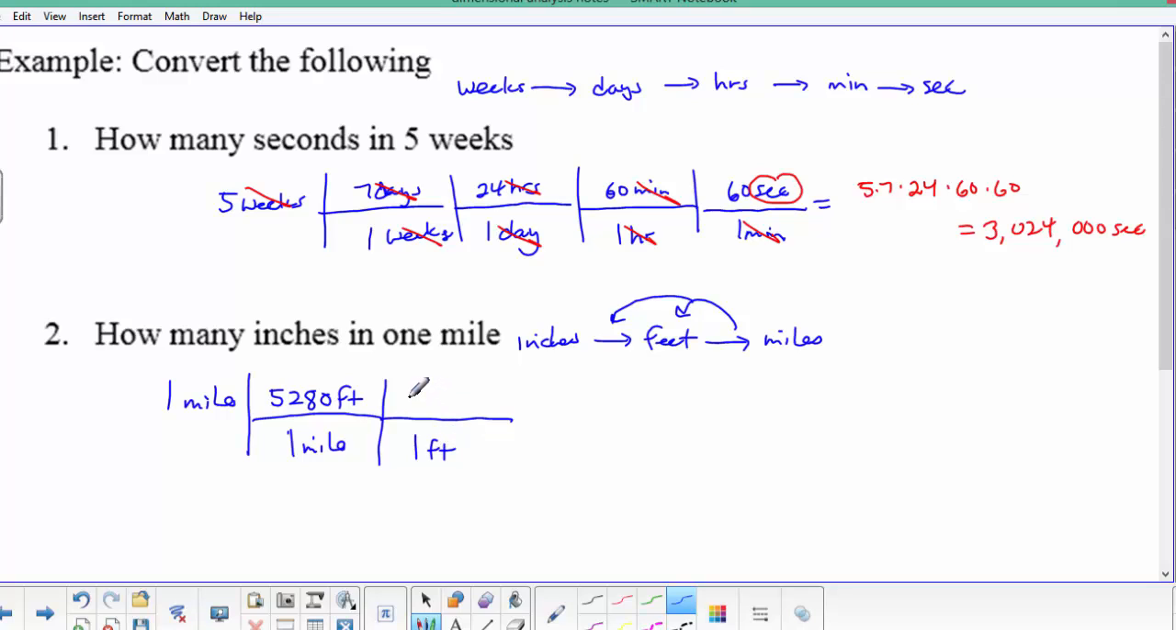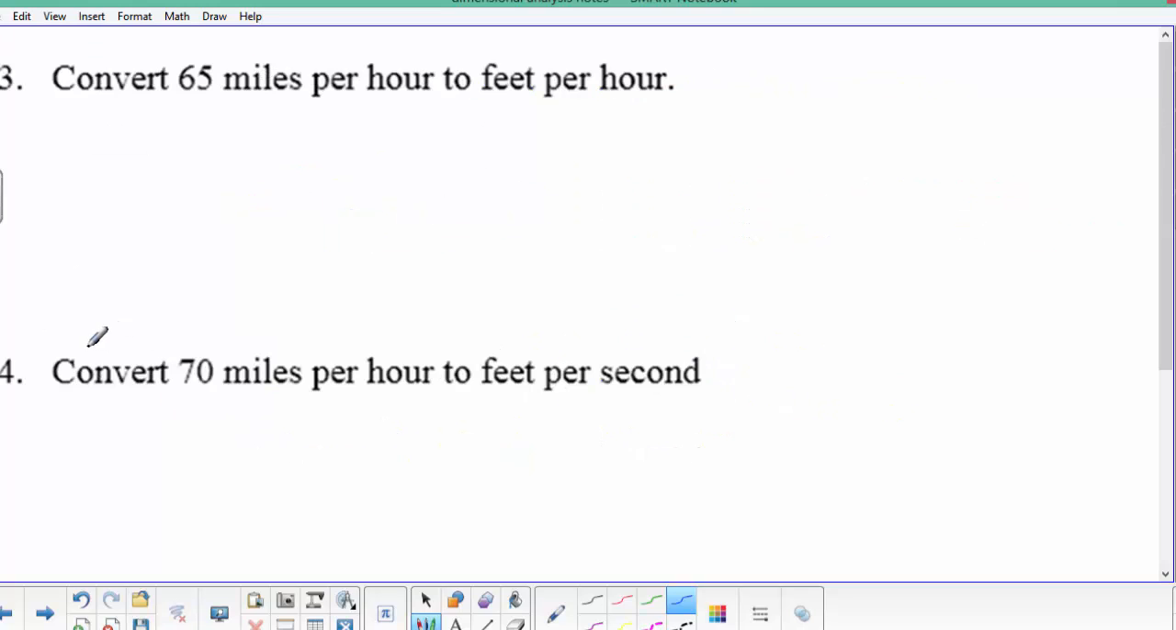In 1 foot, there are 12 inches. So what we'll see is miles cancel with miles, feet cancel with feet, and we're left with inches. So 1 times 5,280 times 12 should give you a grand total of 63,360 inches.